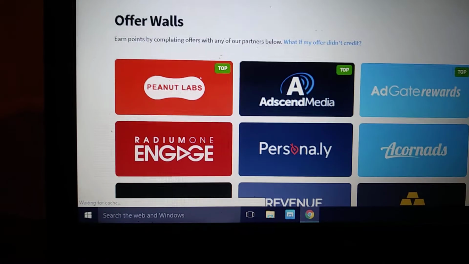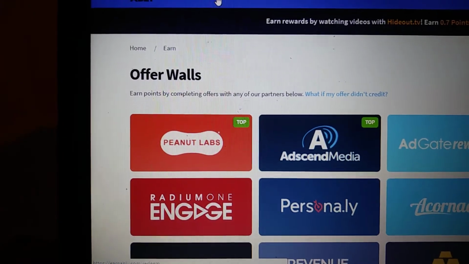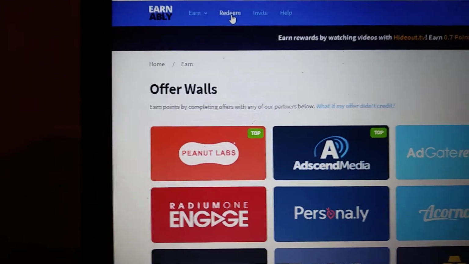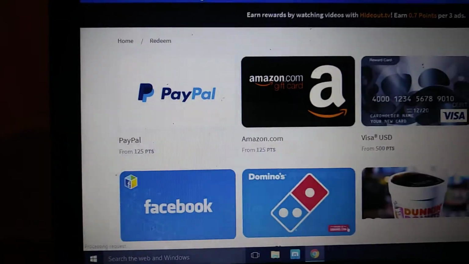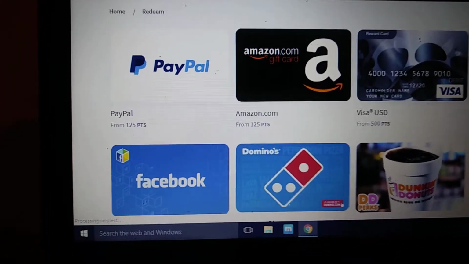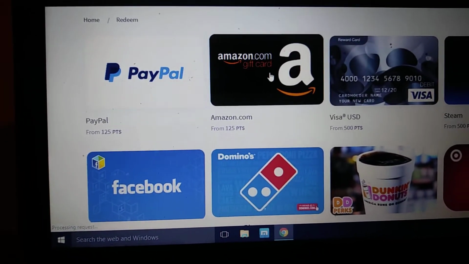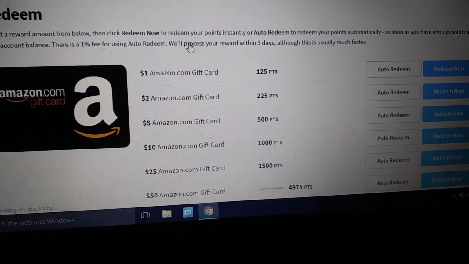Let me go back. This is the home page again. I'm going to go back to the redeem section. I'm just going to check Amazon, because I feel like if it's on Amazon, the other ones... I don't think you should auto redeem on a gift card like that. But let's just check Amazon and see. Yeah, they have that as well for Amazon, the same amount of points.